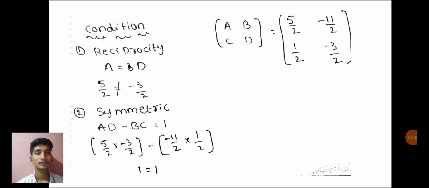Conditions of reciprocity: A equals D, but 5 by 2 is not equal to minus 3 by 2, so it is not reciprocal. AD minus BC equals 5 by 2 into minus 3 by 2 minus minus 11 by 2 into 1 by 2, which equals 1.